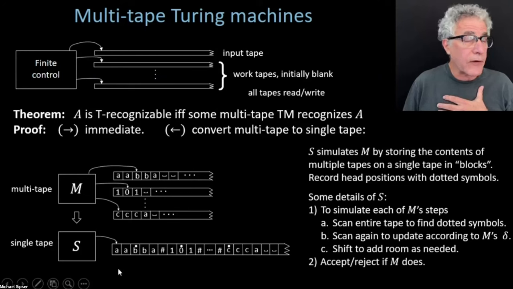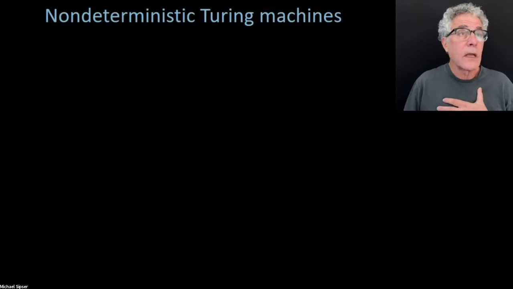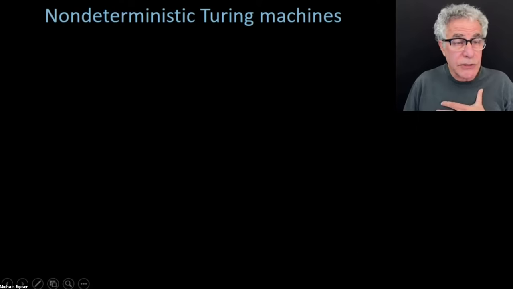And that's all that happens during the course of the simulation. Of course, if S, as it's simulating M, observes that M comes to an accept or reject state, S should do the same. Okay, so that's our description of how the single tape simulation of the multi-tape machine works. Right? Okay, let's turn to non-deterministic machines.